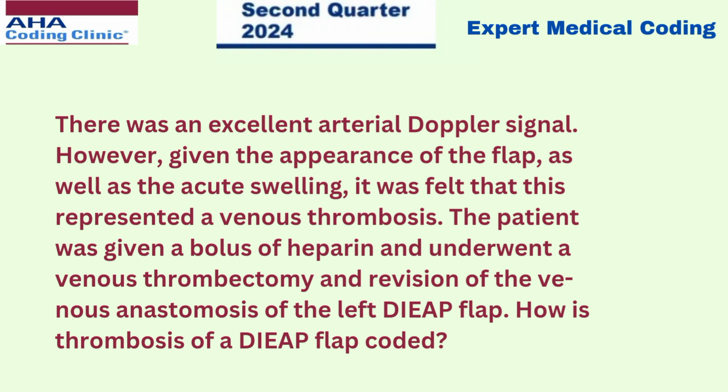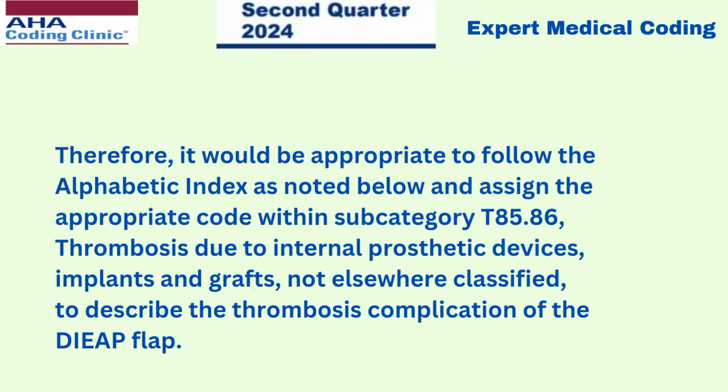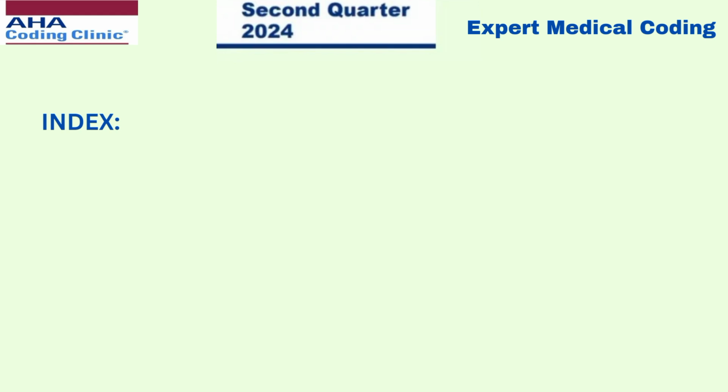Now the question here is, how is thrombosis of a DIEP flap coded? And the answer here is, assign code T85.868A, that is thrombosis due to other internal prosthetic devices, implants and grafts, initial encounter. Breast surgery utilizing a DIEP flap is classified as breast replacement reconstructive surgery. Therefore, it would be appropriate to follow the alphabetical index as noted below and assign the appropriate code within subcategory T85.86, thrombosis due to internal prosthetic devices, implants and grafts, not elsewhere classified, to describe the thrombosis complication of the DIEP flap.